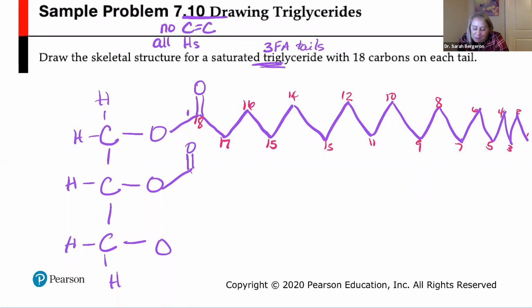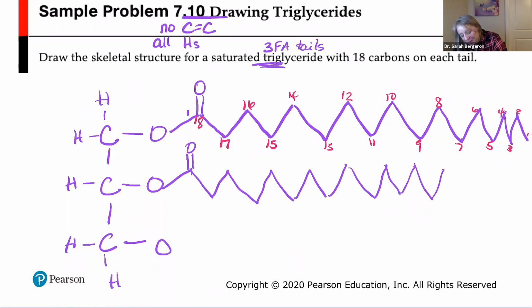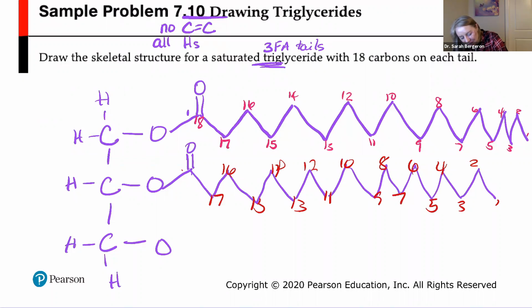It's not really my first carbon, but it's my first carbon in the drawing. 1, 2, 3, ... 18. I kind of spaced that one out, I think, a little bit better. Go back and double check and make sure that you put the correct number. 1, 2, 3, ... 18.